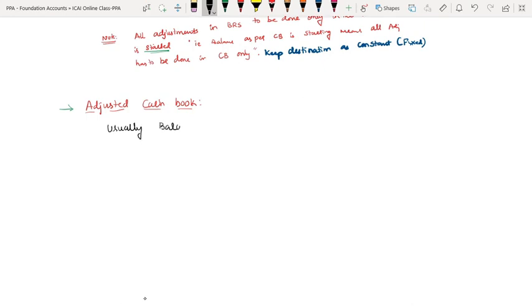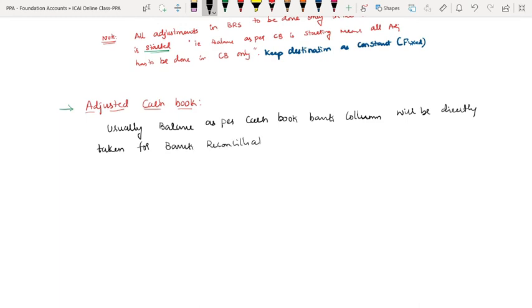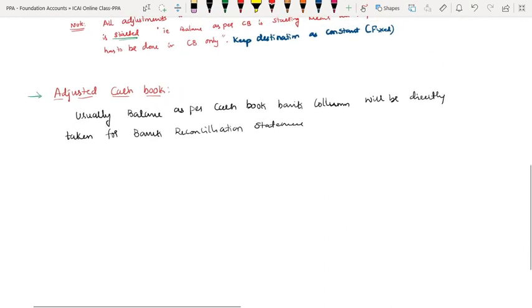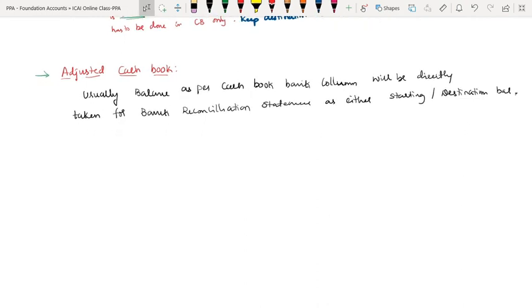Usually, balance as per cash book, bank column, will be directly taken for the bank reconciliation statement as either starting or destination balance. Full stop.